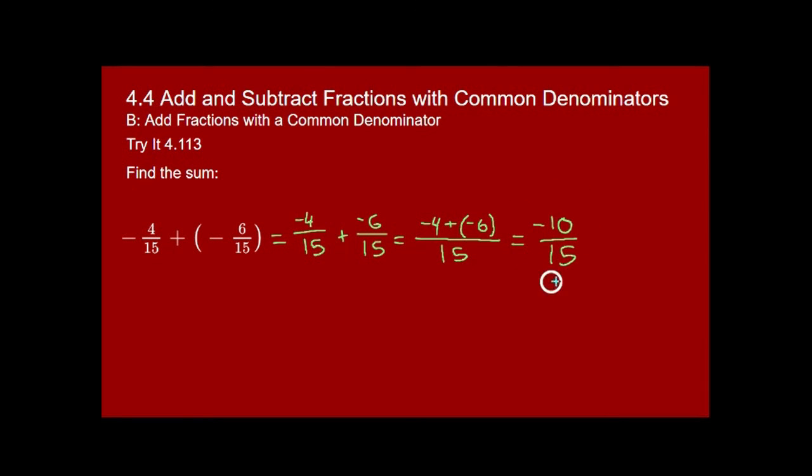Now I need to check, is this reducible? Yes, it is. 5 divides evenly into 10 and into 15. So 5 goes into 10 2 times, 5 goes into 15 3 times, and I'm left with negative 2/3. And if you want, you could rewrite it as negative 2/3. Up to you. Doesn't matter to me.